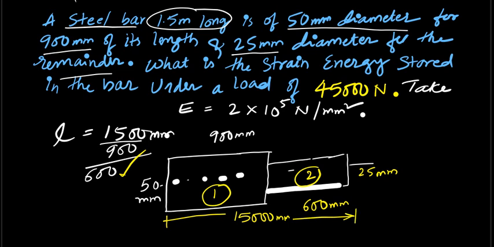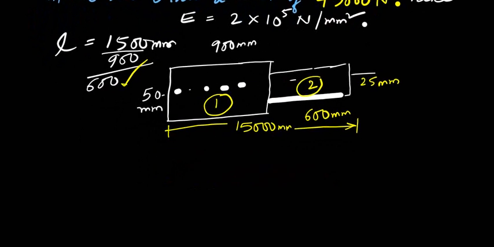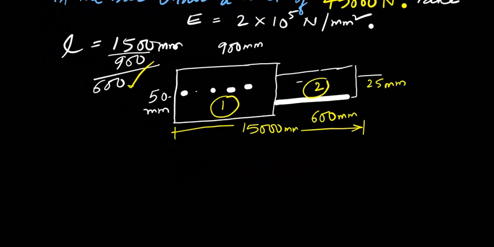Now you have to calculate the strain energy stored in the bar under a load of 45,000 Newton, and take the value of Young's modulus as 2 into 10 power 5 Newton per millimeter square. So this is very clear. You need to find the strain energy. Now let us start the solution.